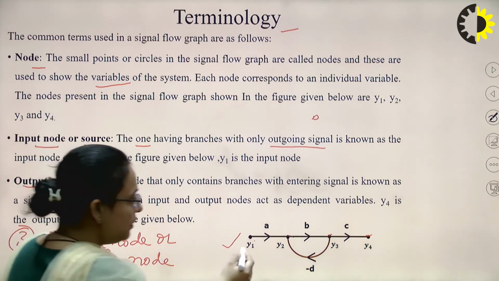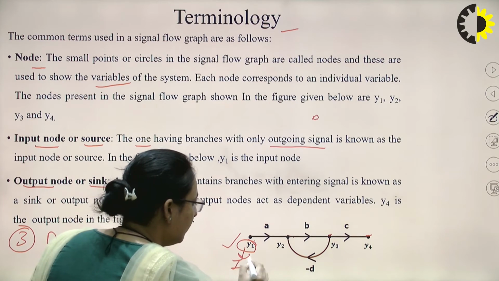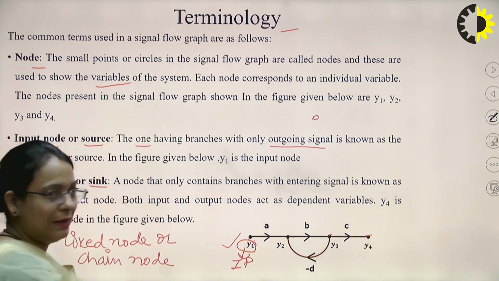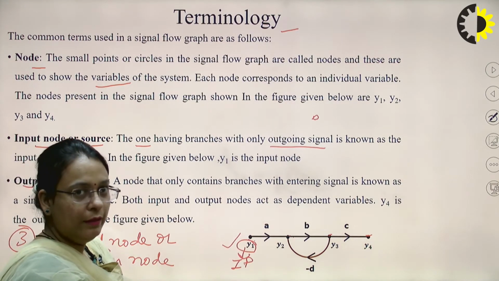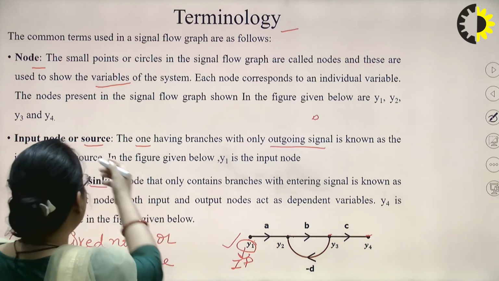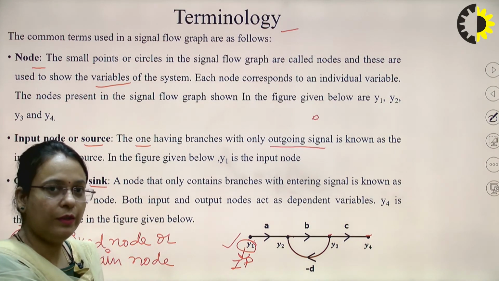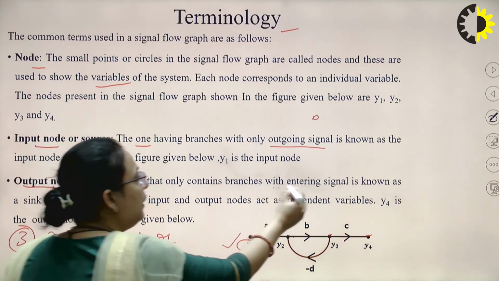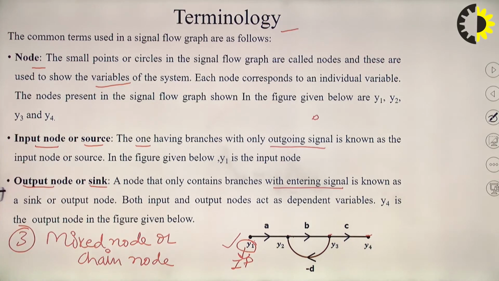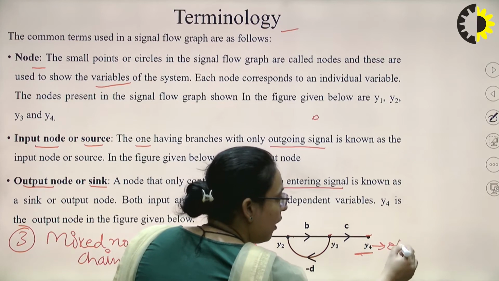So in this figure you can say Y1 is the input node. It is having only outgoing branches. The signals which are leaving a particular node, that is called an input node or the source node. While the output node is having only incoming branches. It is not having any outgoing branches. That means the node which contains only entering signals is known as the output node or the sink node. Here you can say Y4 is the output node.